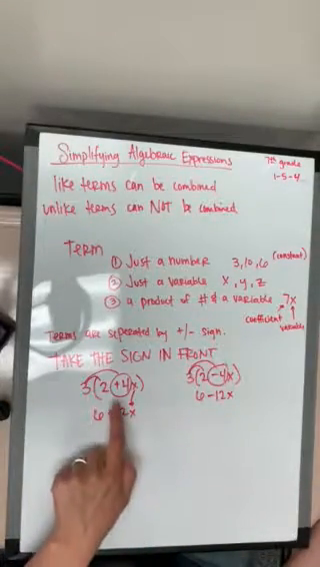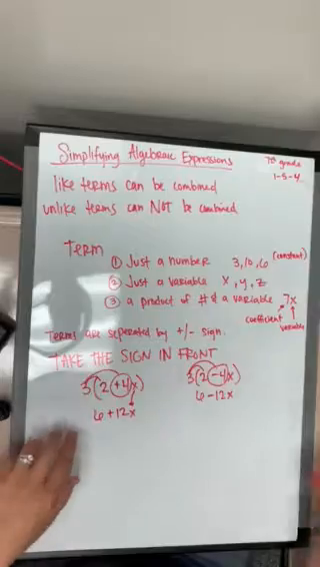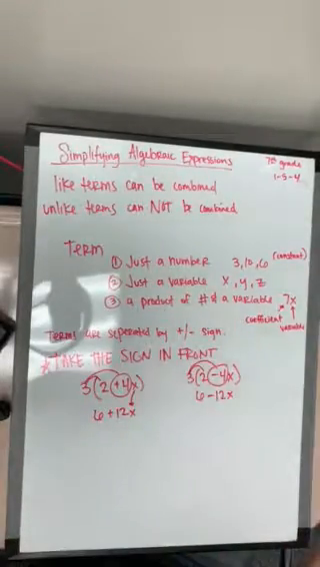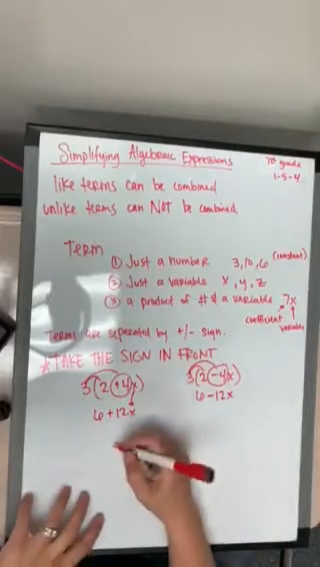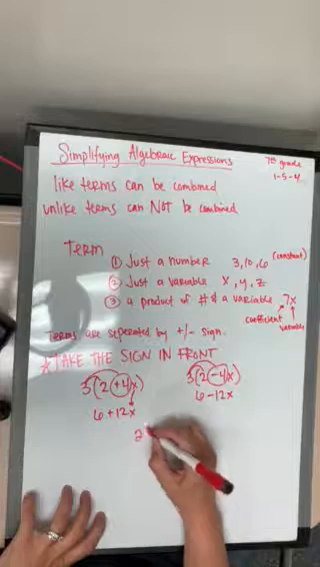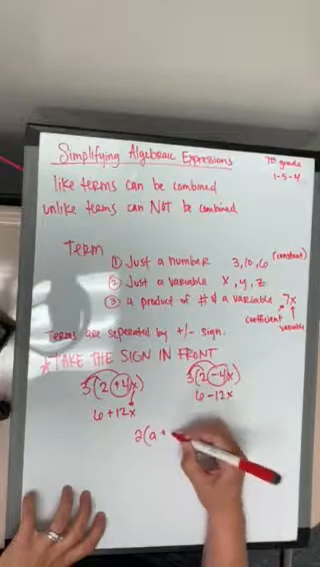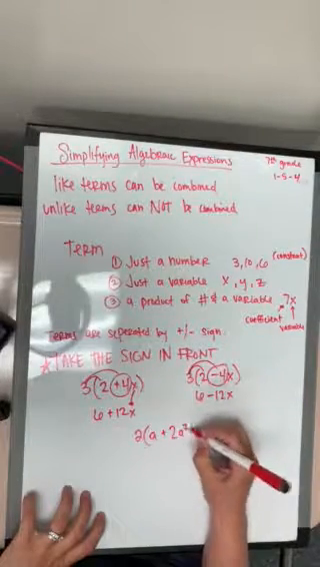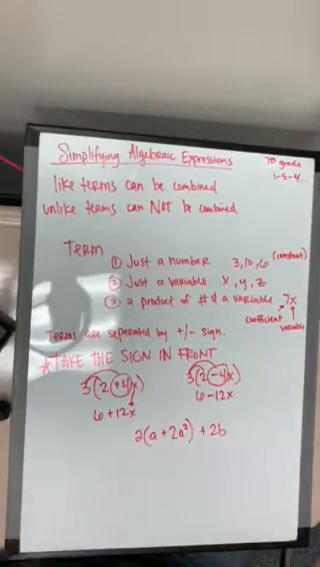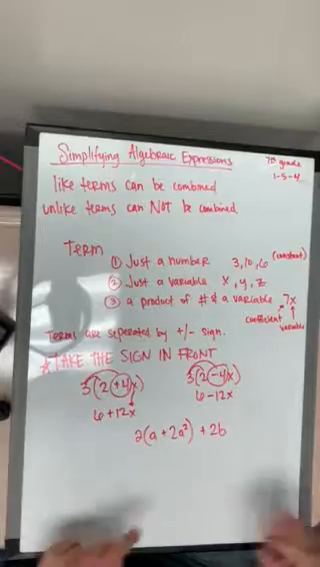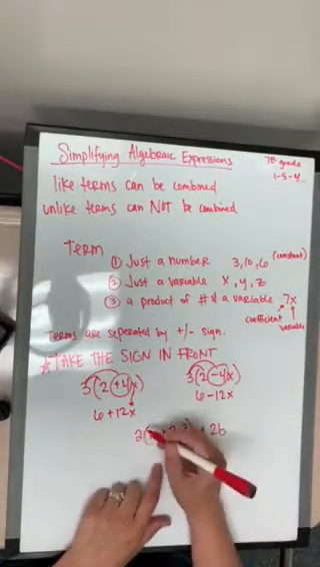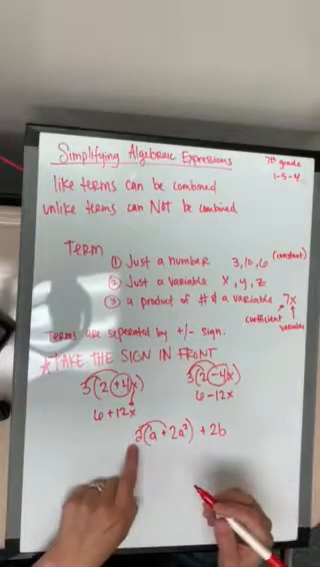So be careful of that sign in front. Make sure you're taking it. Make sure you're understanding how you use it. So let's do another one where we have something else with our parentheses. If I have 2 times (a plus 2a squared) plus 2b, I know I have to get rid of those parentheses. What's in the parentheses won't combine, so I am going to distribute my 2 through.